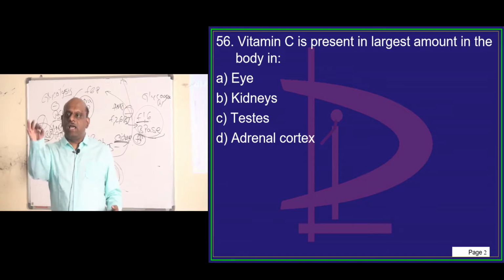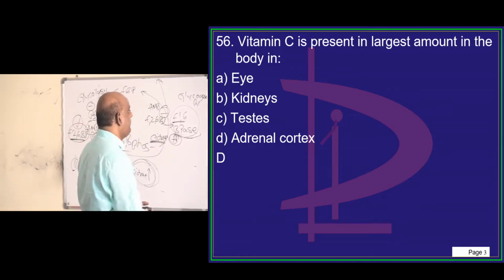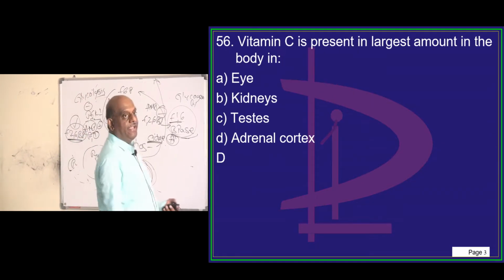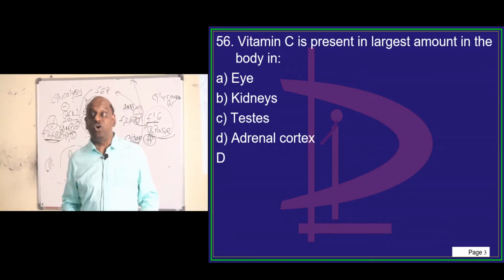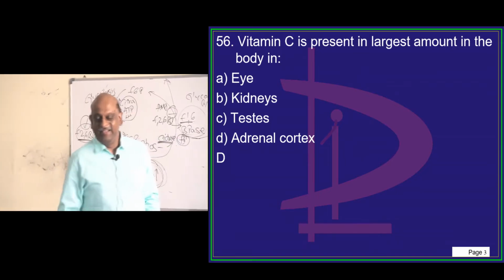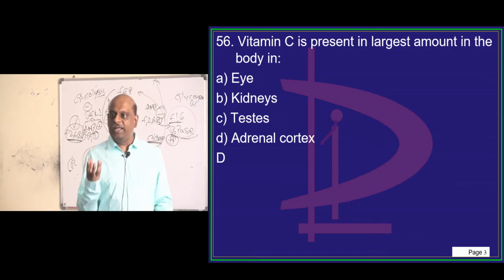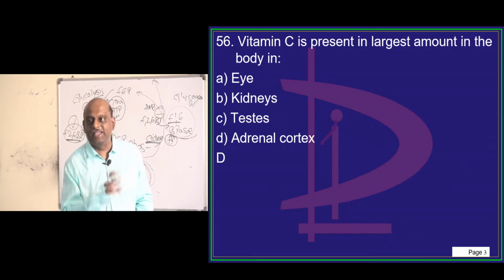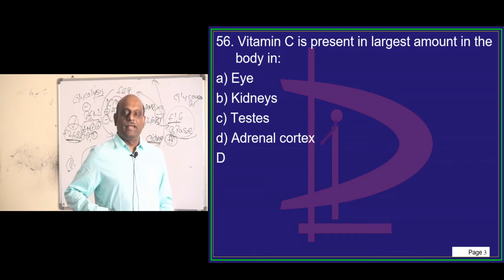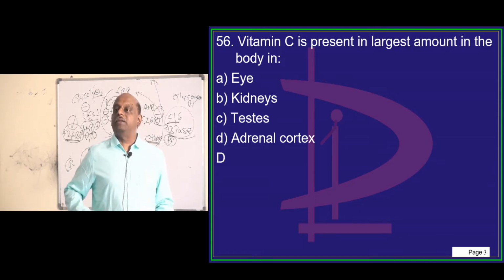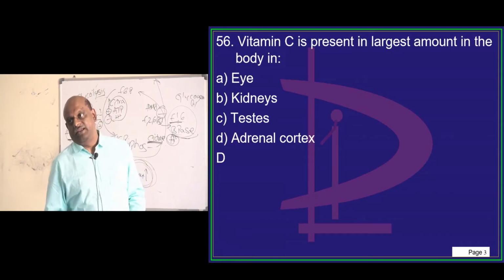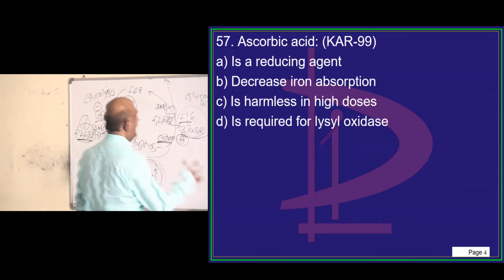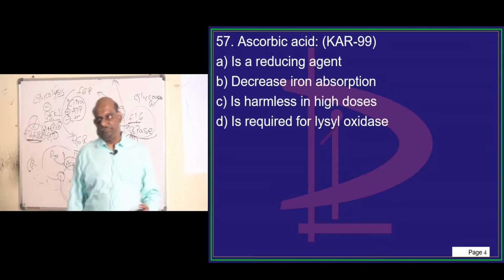Vitamin C, largest amount, where do you find? We find it in adrenal cortex. Why? Because vitamin C is required for the catecholamine production. Yesterday we have studied all of hydroxylases. Many hydroxylases utilize vitamin C as a reducing agent. So in catecholamine production a lot of hydroxylases function. So that is the reason its concentration is very high in the adrenal.